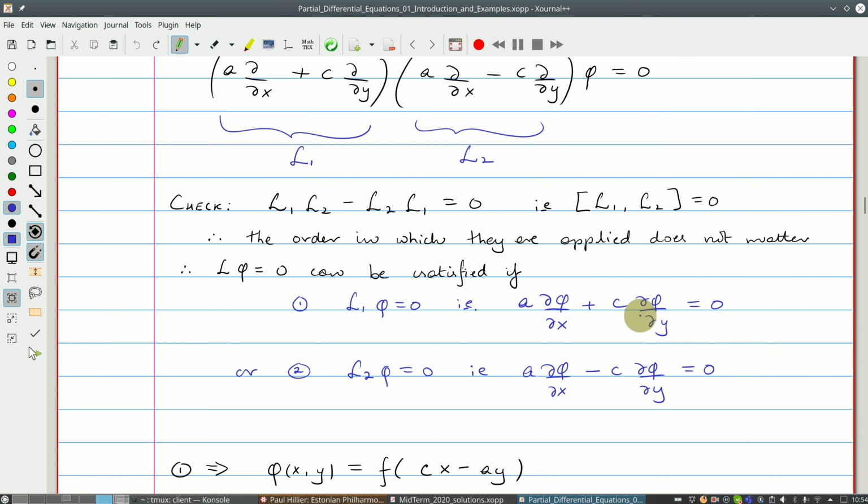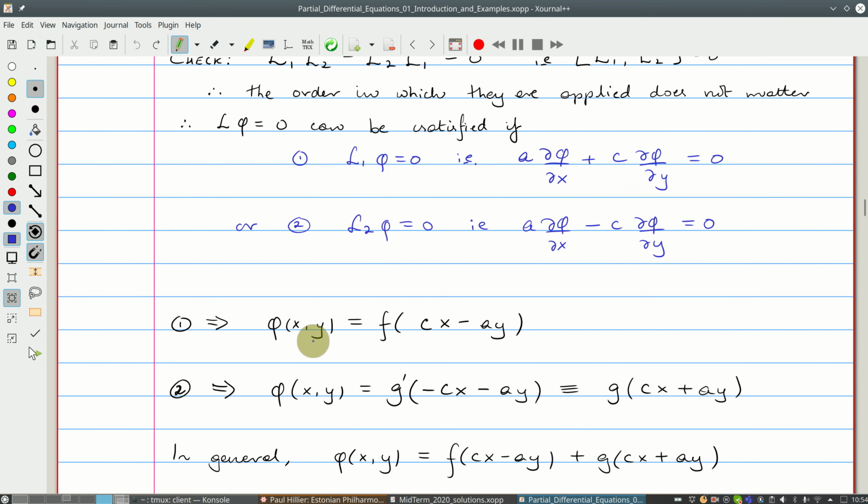And you know, the solution to this follows exactly along the same lines as the solution to this. So the first equation we've already seen has solutions of the form some function f of cx minus ay. And the second equation will have solutions which are of the form, I've called it g prime, of minus cx minus ay. Now, please convince yourself that these are exactly the forms of the solution for these two equations.